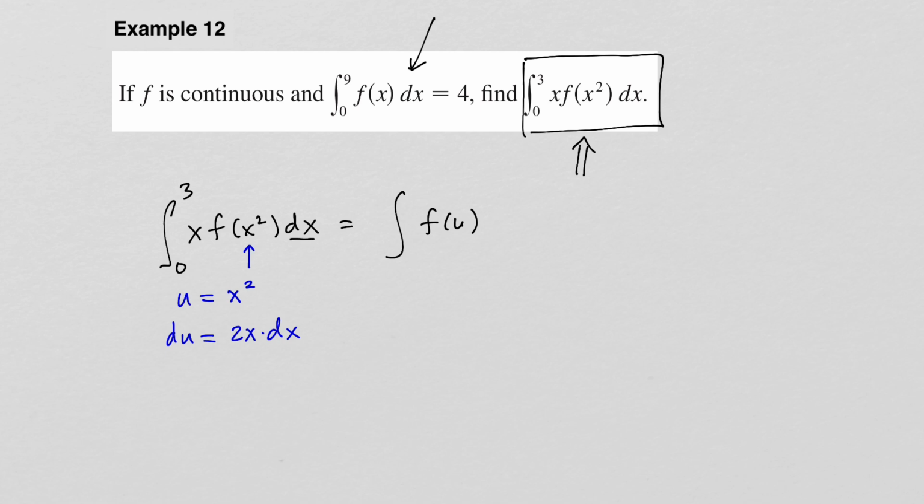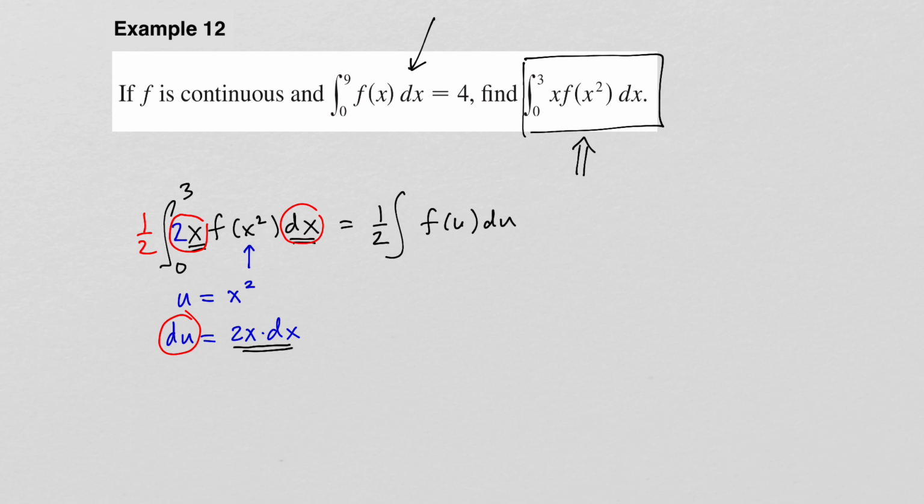And then we've got the dx here, but du is 2x dx. Notice that we do have an x over here. That's good news. But we're missing the 2. So we'll put the 2 in there, and we'll put the 1/2 on the outside. So this will be a 1/2 out here. And then 2x times dx. We can now replace that directly with du.